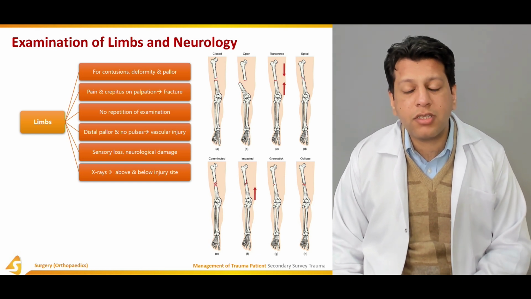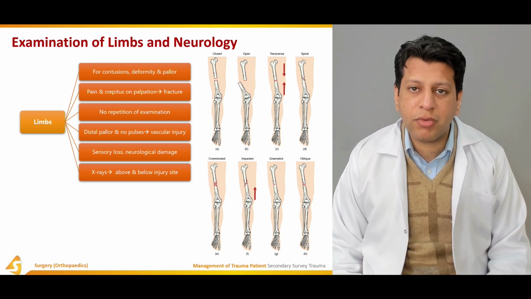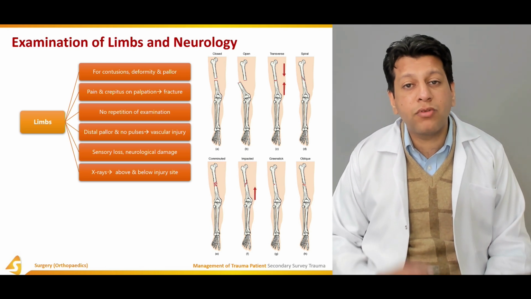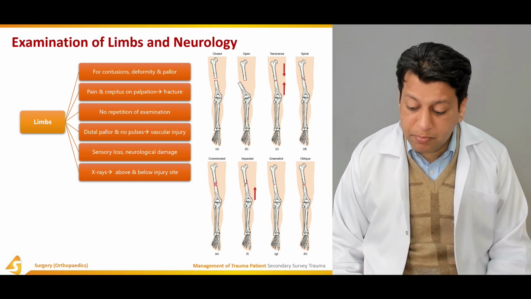We have done the chest x-ray and pelvic x-ray, but we can do different x-rays such as cervical spine if we are suspecting some cervical spine injury, or x-ray AP and lateral views of different limbs if we are suspecting any fracture of any part of the limb.